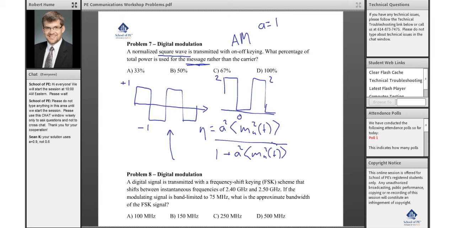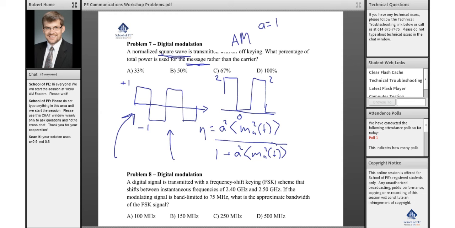So the tricky part of this problem is, what is the mean squared of this? The problems up to this point, the message was just a sine, and we knew that the mean squared would be 1/2. But what is the mean squared of this normalized square wave?